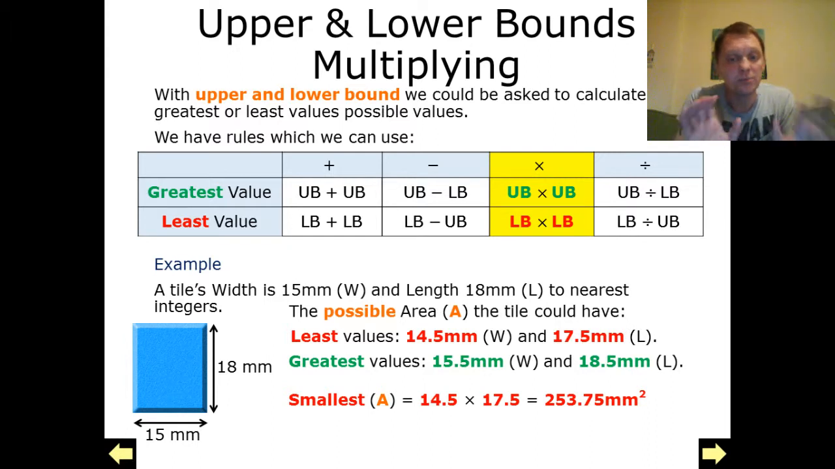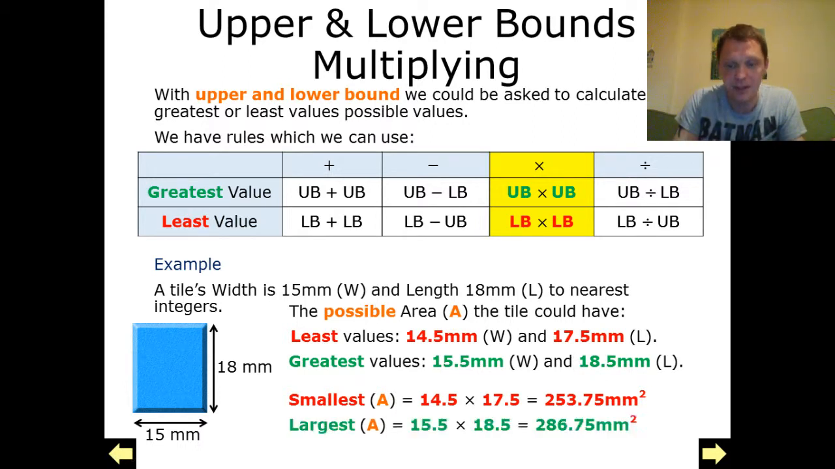So for the smallest possible area that we could have, we're going to multiply our lower bound by the lower bound of our two values. So 14.5 times 17.5, that's going to give me 253.75 millimeters squared. And doing the exact same for the height.